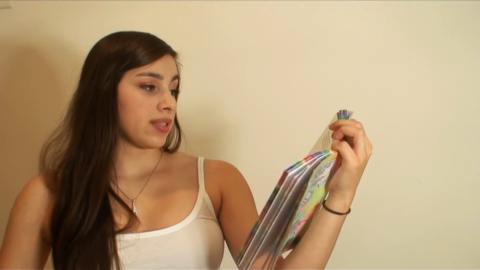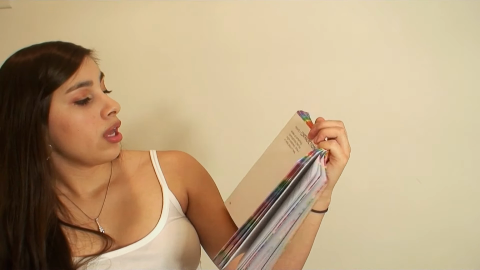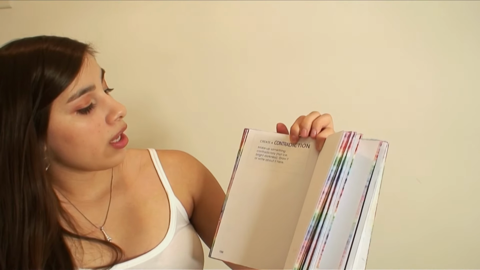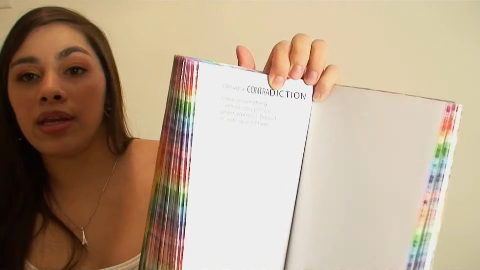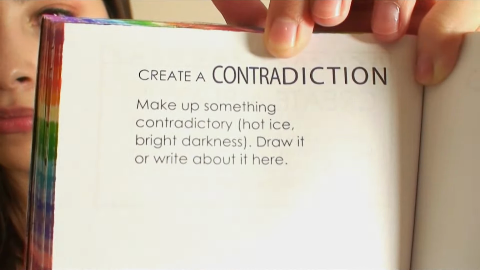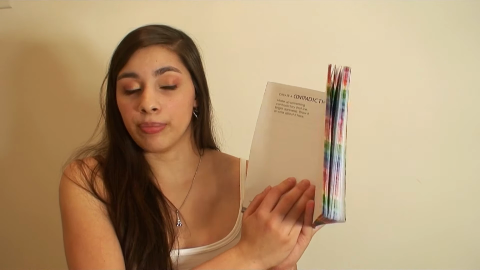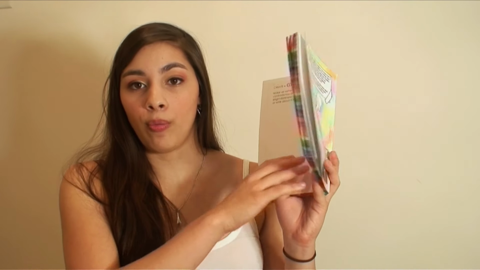Page 156, create a contradiction. Make up something contradictory. Hot ice, bright darkness. Draw it or write about it here. So this is just doing your best to put two opposite things together to form one new sort of meaning, some new thing, and then write about it or draw it or something like that.